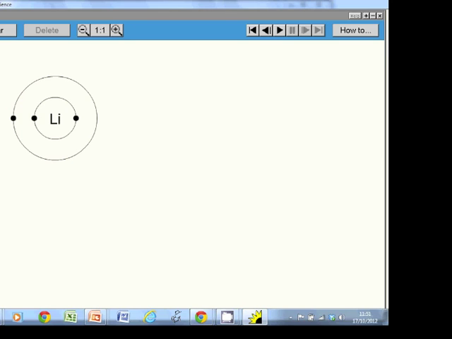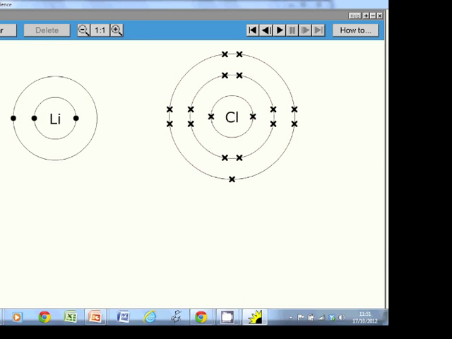Well, actually it could do with going to an atom which needs to gain an electron. So here's, let's say, a chlorine atom. Chlorine is atomic number 17. It's got 2 electrons in the first shell, 8 in the second shell, and 7 in the third shell. So it's got this one gap, and if it filled up that gap with an electron, that would mean that it's got a full third outer shell.